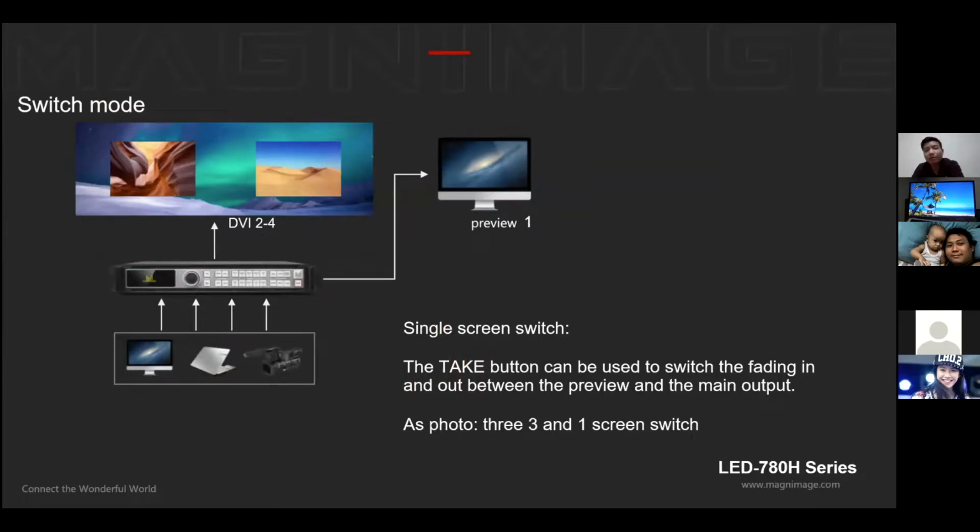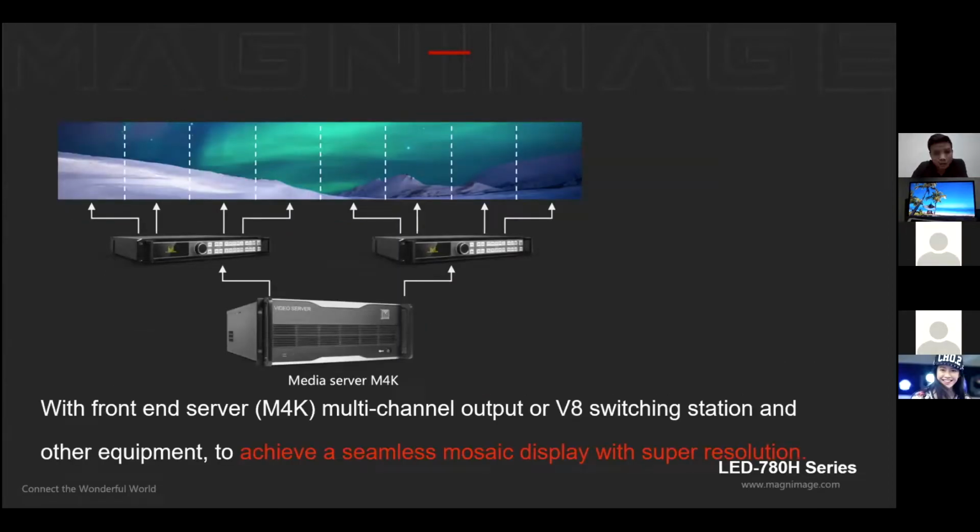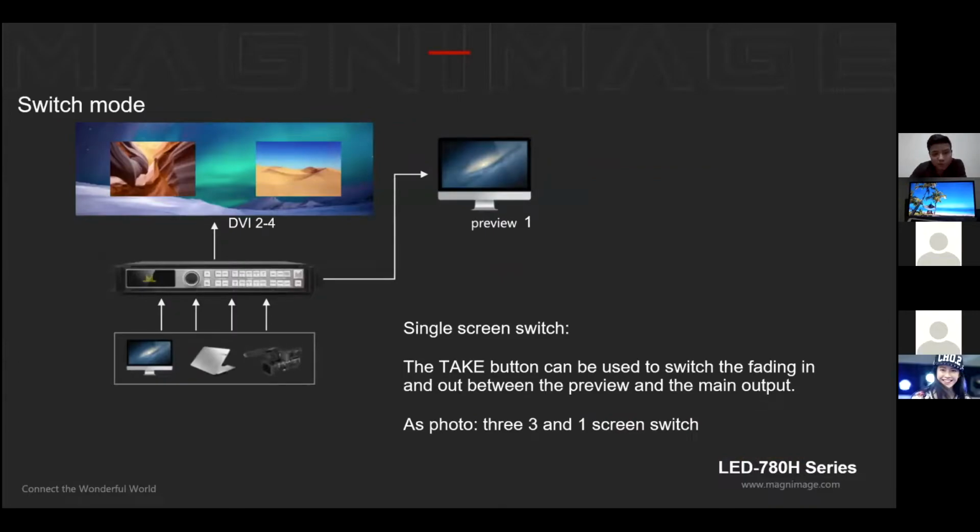Okay, that's the mosaic function. Then someone will be confused: does the processor have the function of a switcher? My answer is, of course. We have the function of switch. You can do fade in, fade out.